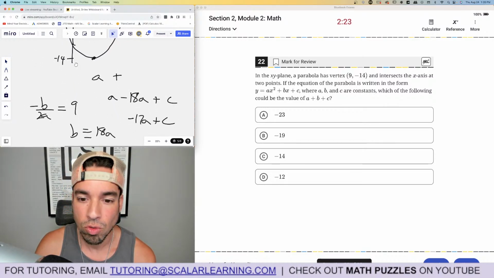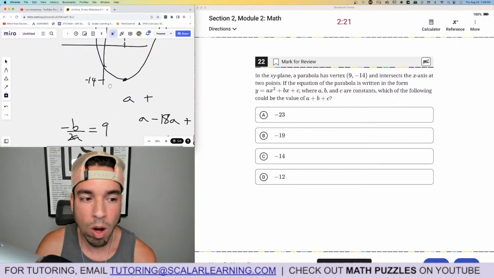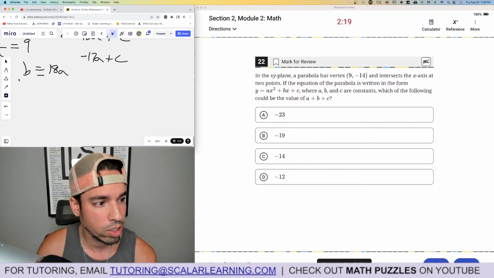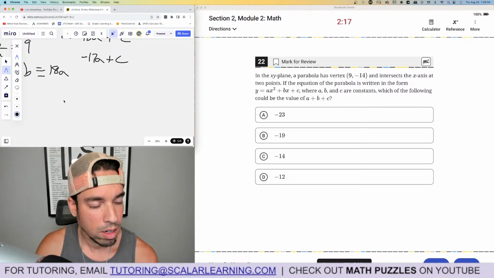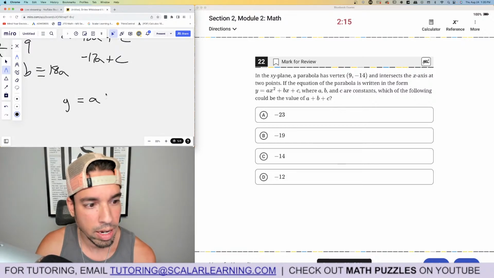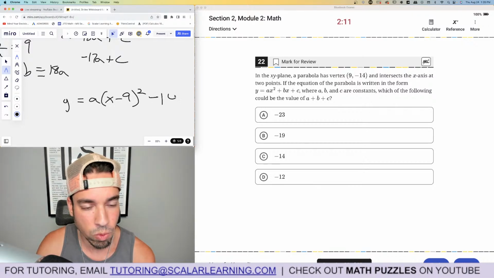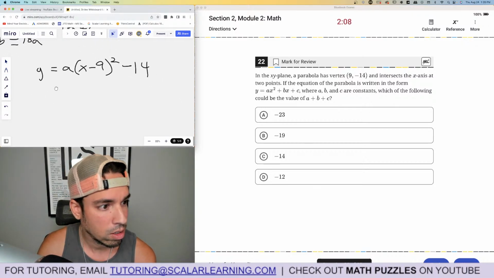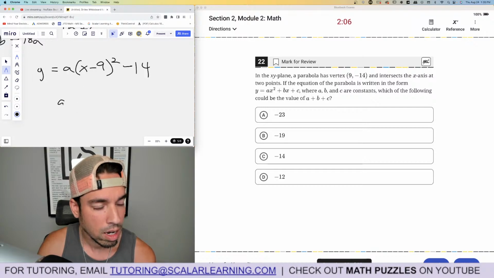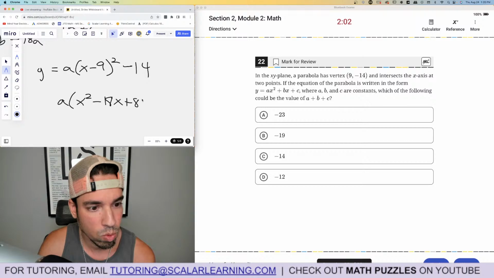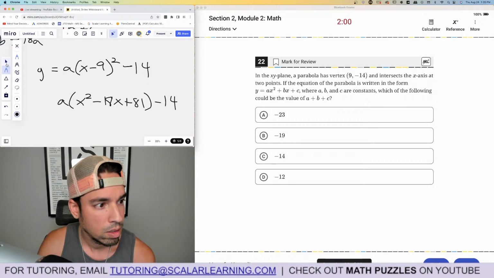Y-intercept. Oh, I know. Better idea. Vertex form. Okay. y equals a times x minus 9 squared minus 14. Okay. And then we got a times x squared minus 18x plus 81 minus 14.